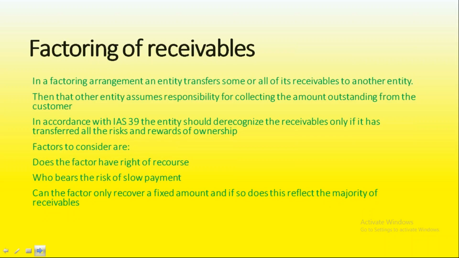Can the factor only recover a fixed amount? And if so, does this reflect the majority of the receivable? For example, Kumar owes 100,000. When the 60th day comes and Kumar is not going to pay, the factor recovers a fixed amount. He can recover only from you, from Fiona. He can't recover the 100,000. He can recover only 10,000. The majority of the amount is still the factor's risk, right? So your risk is only 10,000. Out of the 100,000, if Kumar does not pay, you have to pay only 10,000. In that case, you can derecognize. But if you have to pay the majority, 80,000, 90,000, then you can't derecognize.